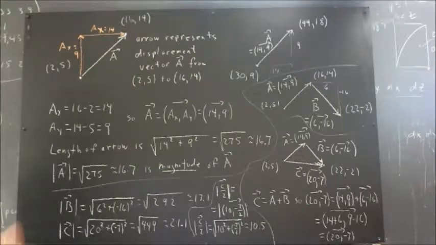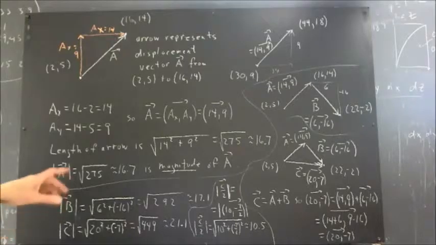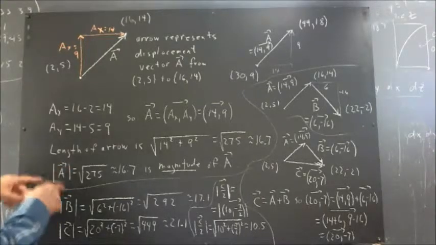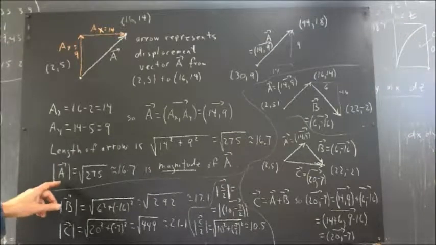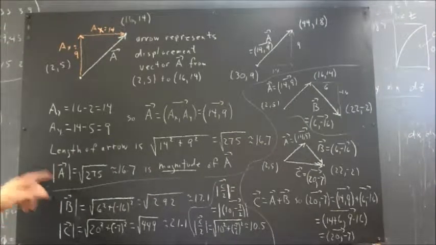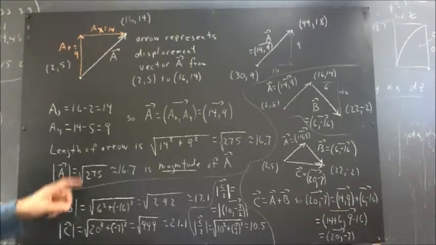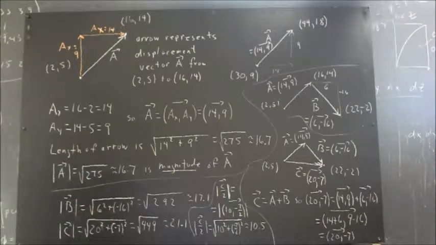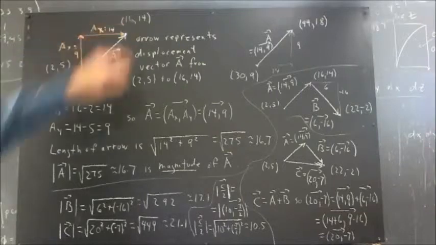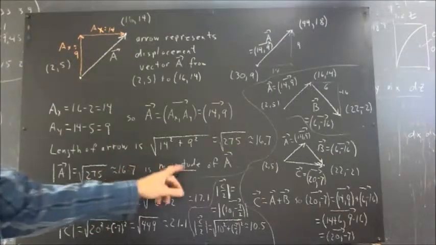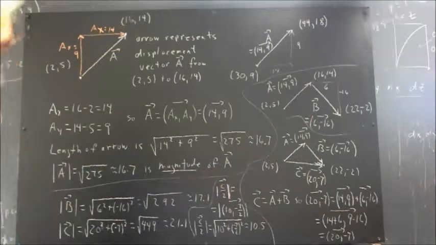So we write then the absolute value sign around the A vector, meaning the length of the A vector, or the magnitude of the A vector, and that's the square root of 275, or about 16.7. That would be the distance from this point to this point, and we call that the magnitude of the vector A.